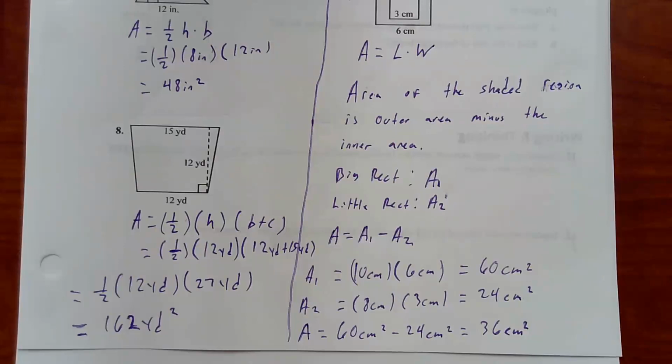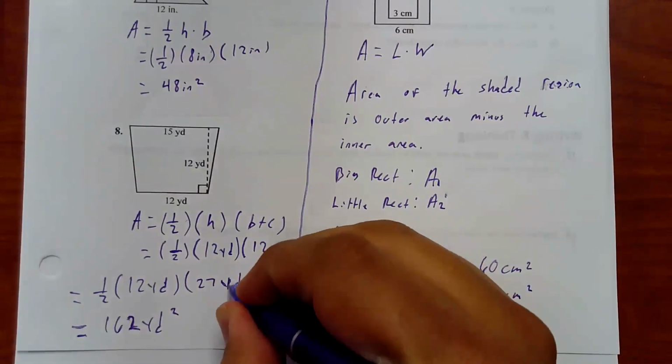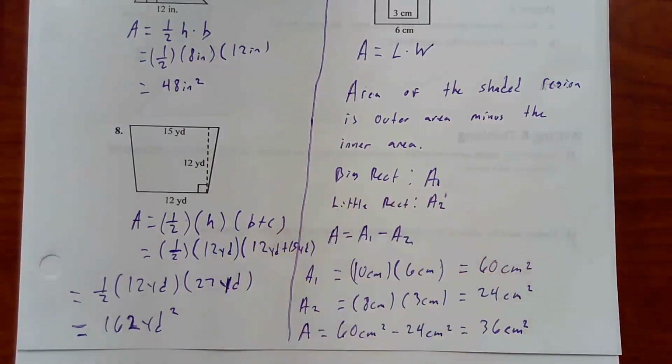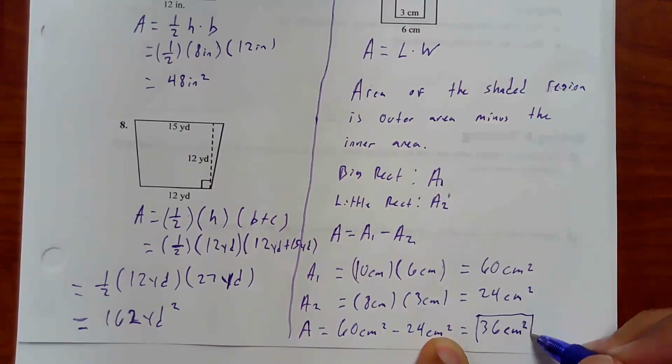Gotta get a little messy here. Apologies. Any questions on this page? Number 9, the answer is 36. Final answer.